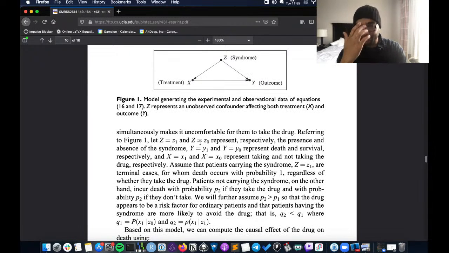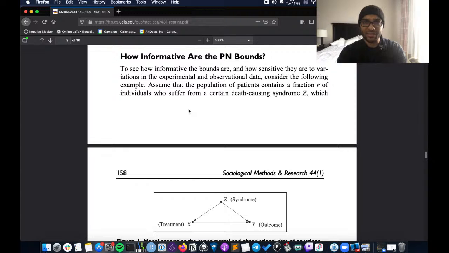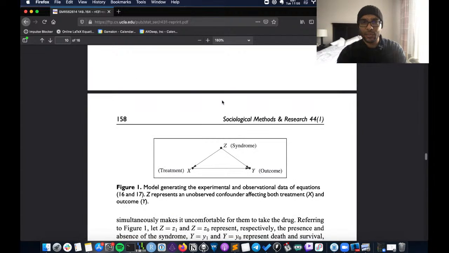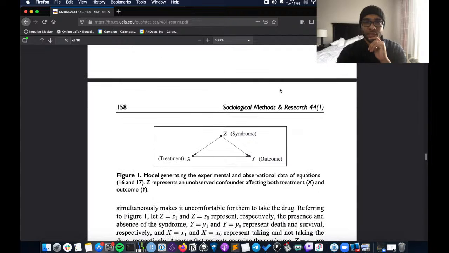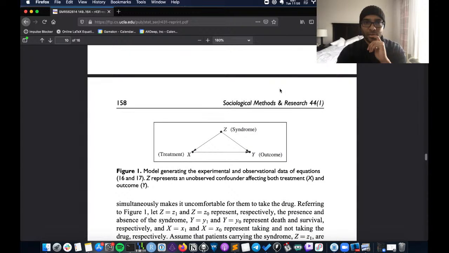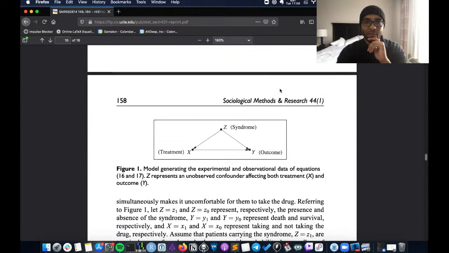All right, let's try again with the feature example. I just get super lazy when it comes to reading about patients. I just assume that the population of patients contains a fraction R of the individuals who suffer. So there's some kind of syndrome that makes some people, let's say this is using the feature or not using the feature. Some people have some kind of predisposition that makes them not want to use the feature, and will also affect how much they engage.